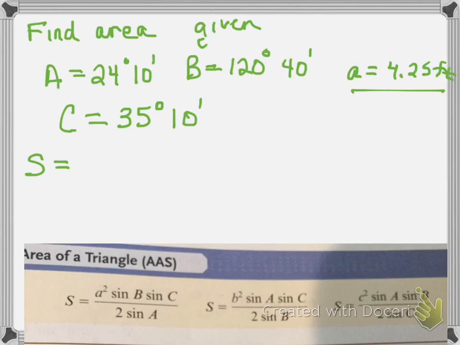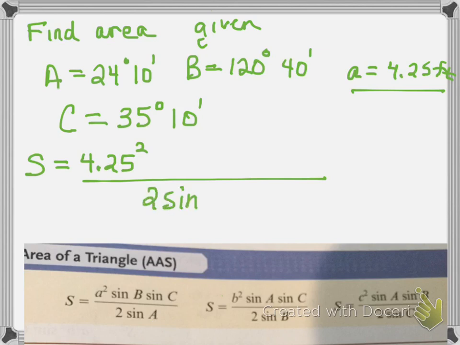Remember, this is the side length I know, so I start off with the side length, and the side length is squared. And then whatever angle is opposite that goes on the bottom. So my angle that's opposite that would be angle A, 24 degrees, 10 minutes. So in my denominator down here, I'm going to put 2 times the sine of 24 degrees 10 minutes.